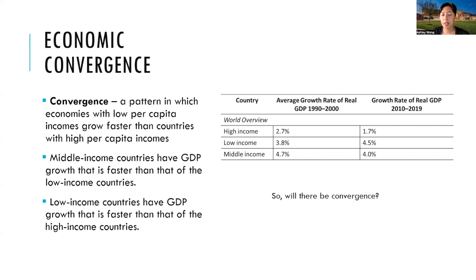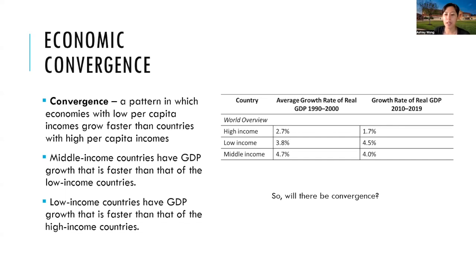As we've said, some countries are much wealthier than others, and some countries are growing at a faster rate than others. A big question when we're looking at this question of growth is, will these poorer countries be able to grow fast enough to eventually catch up to the wealthier countries so that the standard of living is more uniform across the world? Convergence is a pattern within which economies that have a low per capita GDP are growing faster than those that have a high per capita GDP. So they'll catch up to those wealthier countries.